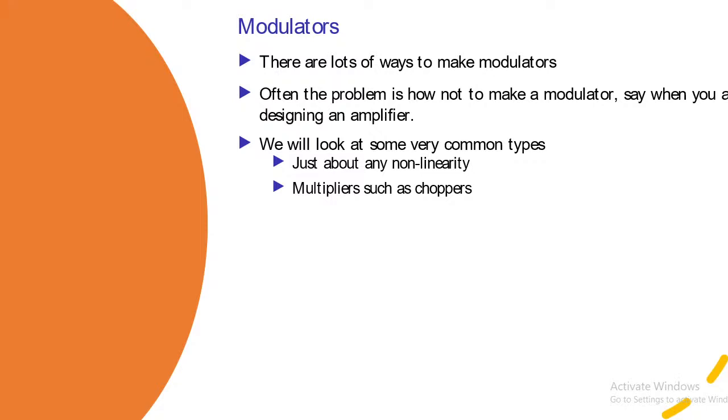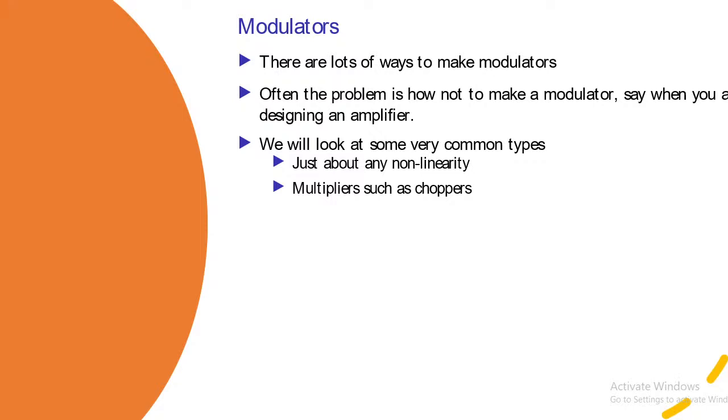When you are designing a circuit, one must ensure that it is not generating a modulated wave unless it is necessary. Unless absolutely necessary in the design, it should not generate a modulated wave. That is the problem always when you are designing an electronic circuit.